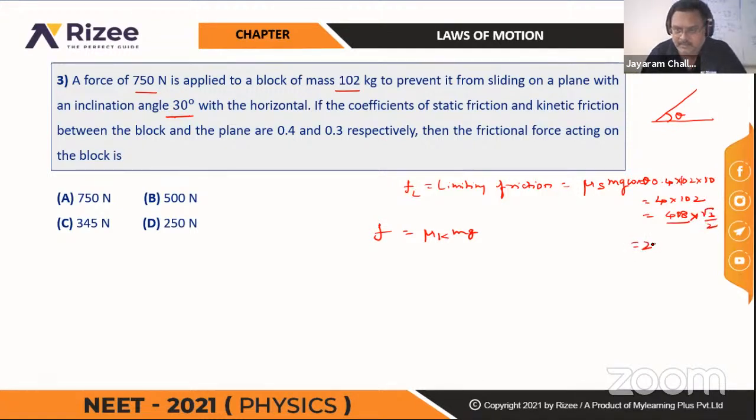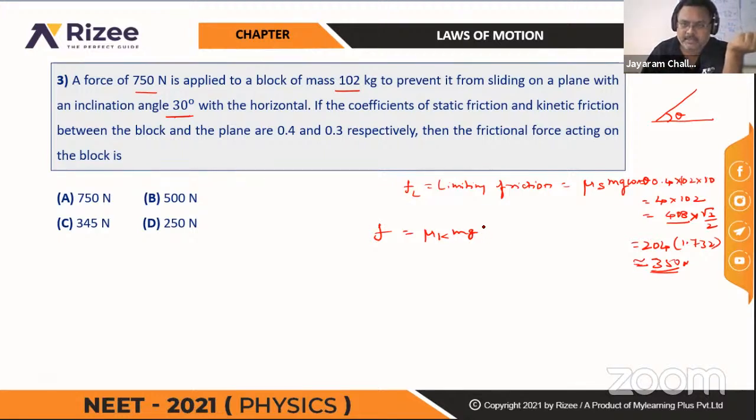If I divide this 204 into root 3, value 1.732, it may approach somewhere around 340 or 350. So it will be around 350 if I consider them nearly equal. So the applied force is 750, which is greater than the maximum static frictional force.